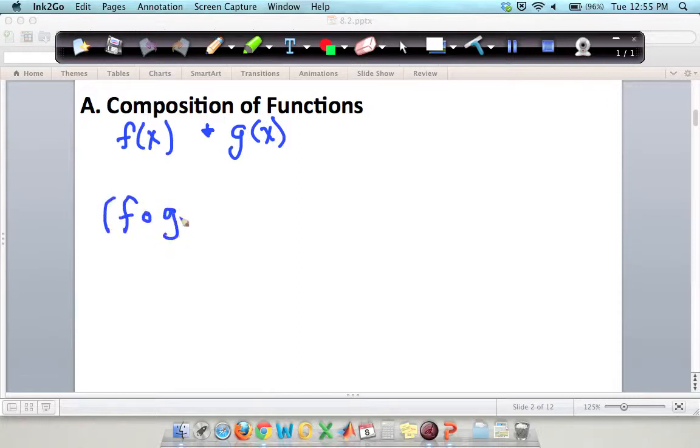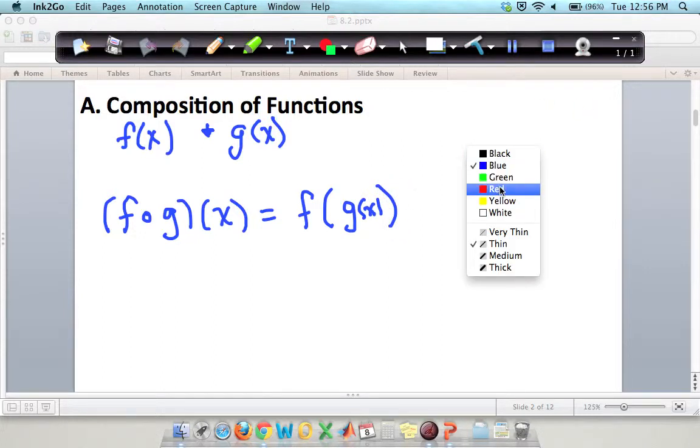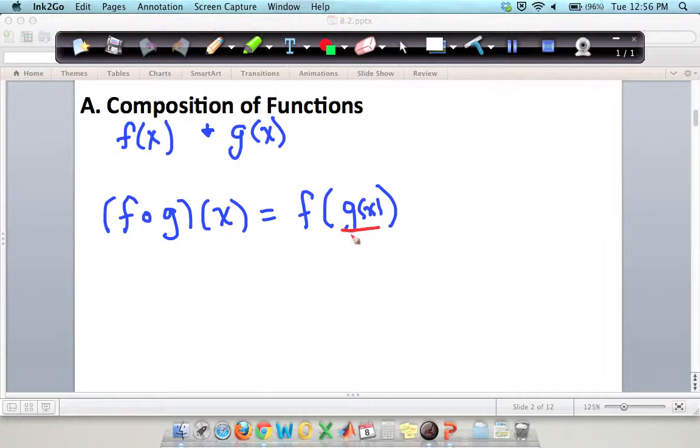You just have to be careful when that's a circle. It does not mean multiplication. That means "of." When I see it written like this, a lot of times I convert that open circle into parentheses to show the composition as f of g of x. So basically, this composition is saying take this function g and plug it into your function f.